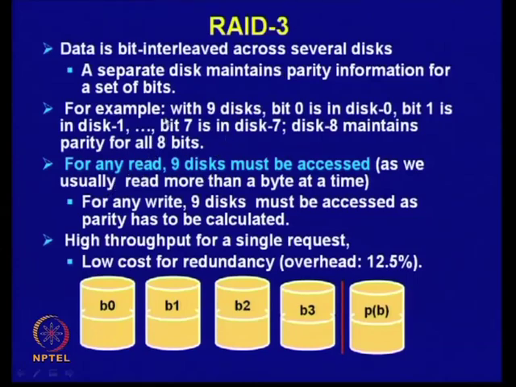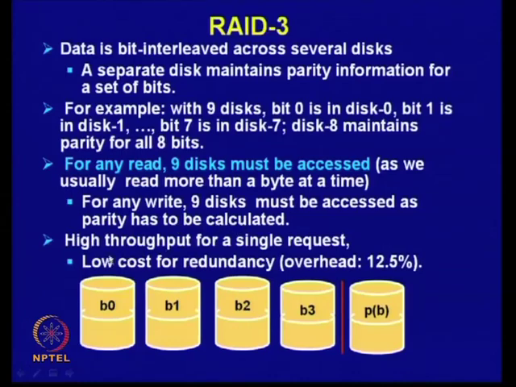So, for example, whenever you are using 9 disks, you are storing 8 bits of data in 8 disks: bit 0 in disk 0, bit 1 in disk 1, bit 7 in disk 7, and so on. And then disk 8 is used to store the parity bit. So, for any read, you will require 9 disks to be accessed. This is an important point you must notice. Whenever you are performing reading or writing, you have to access all the disks. That means, whenever you are reading, all 9 disks must be accessed if you are using 9 disks, or if you are using 5 disks, you have to read all the 5 disks, because after reading those bits you have to check whether you have read correctly or not, that means the parity bit has to be compared. So, for any write, 9 disks must be accessed as parity has to be calculated.